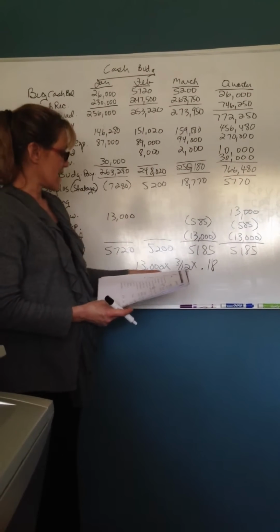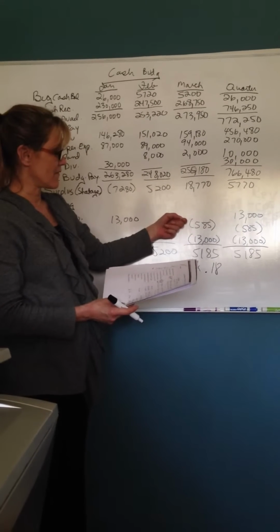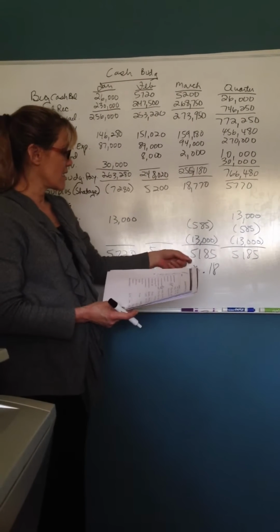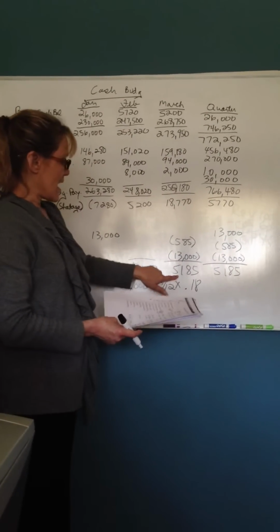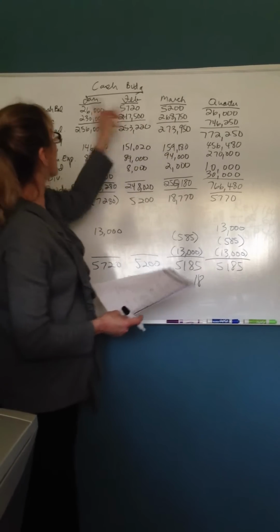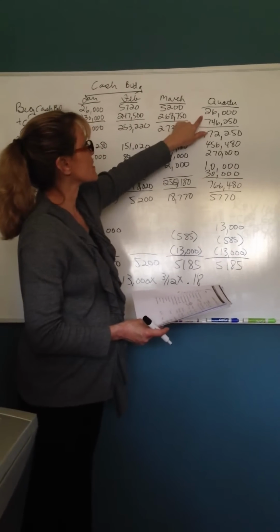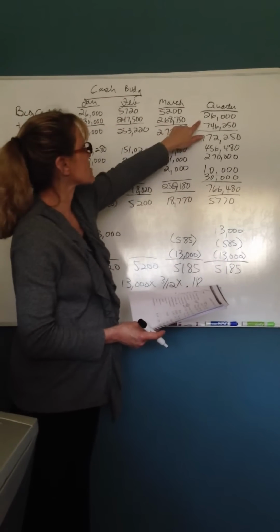So if you take 13,000 times 3 divided by 12 times 18%, you get the 585. We end up with a balance of 5,185, and that's sufficient. We only need 5,000. For the quarter, when you look at the beginning cash balance, we start with the first month, the beginning quarter, 26,000.